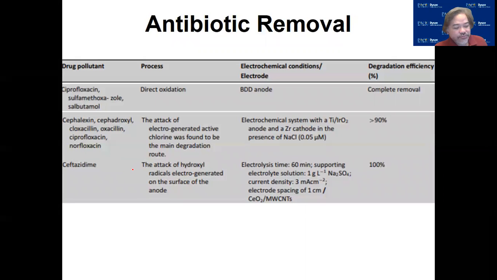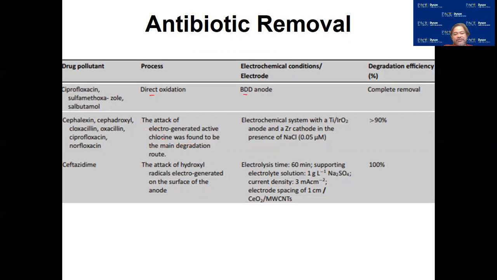So these are just some of the processes that were used to treat antibiotics. Ciprofloxacin, which is a fluoroquinolone, sulfamethoxazole, which is a sulfa drug or sulfonamide, and then salbutamol. They used direct oxidation with the boron-doped diamond electrode, and they found a complete removal. Cephalexin, cefazolin, cloxacillin, oxacillin, ciprofloxacin, norfloxacin, they also studied those.